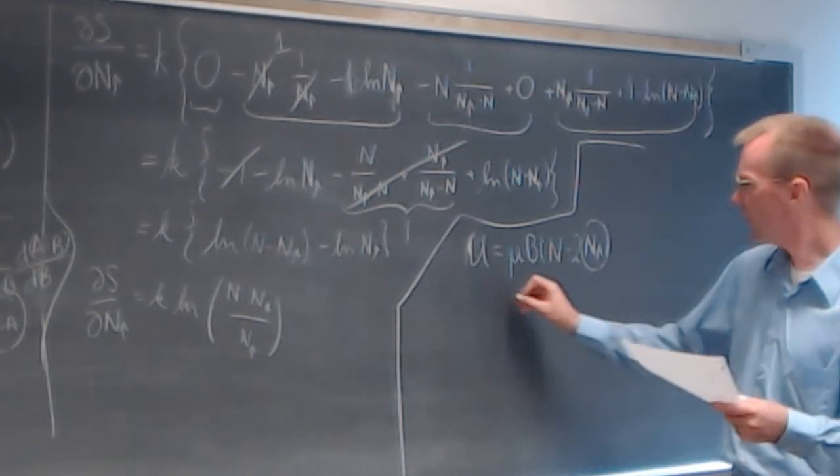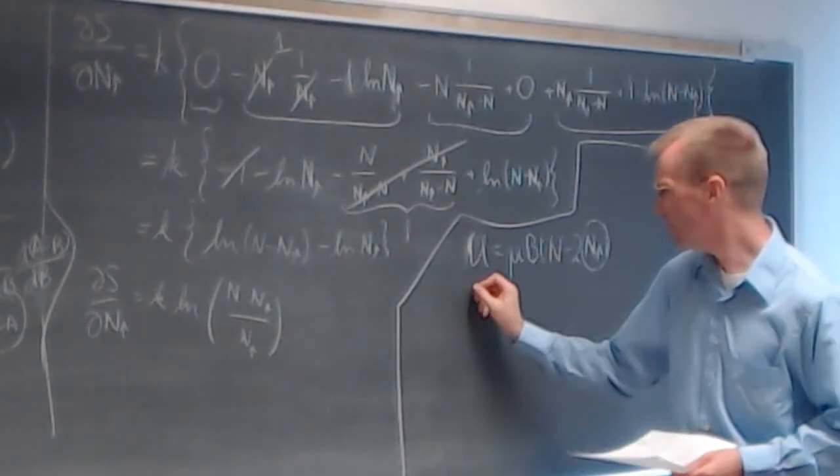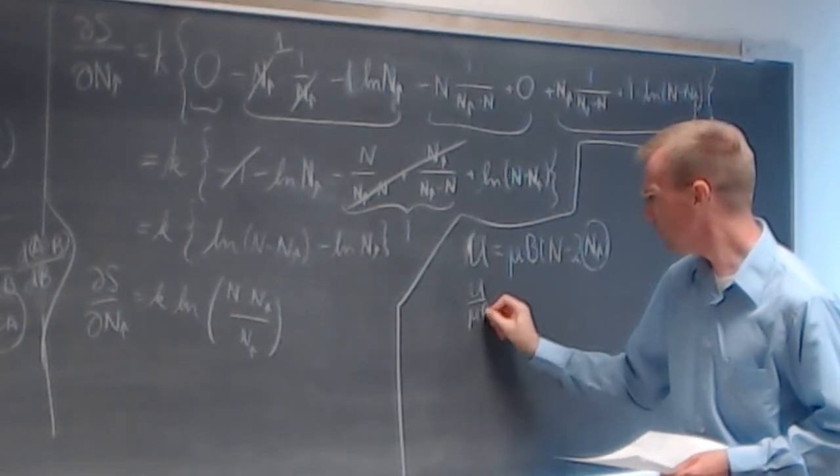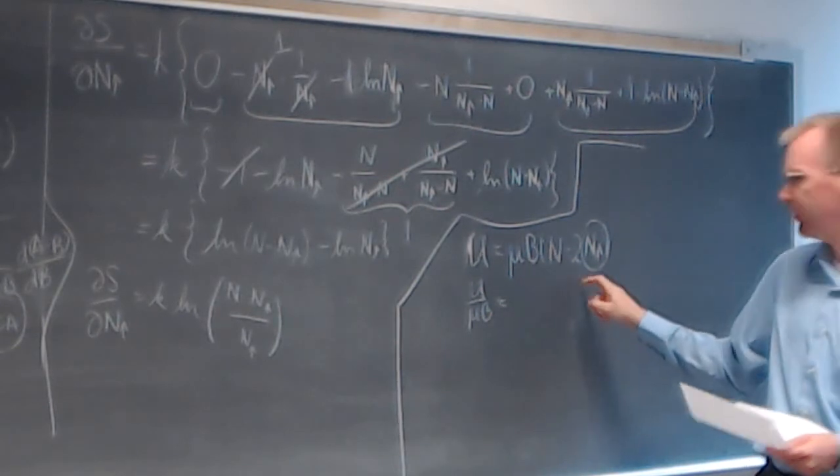Let's see. Divide by UV. So that's n minus 2n up.